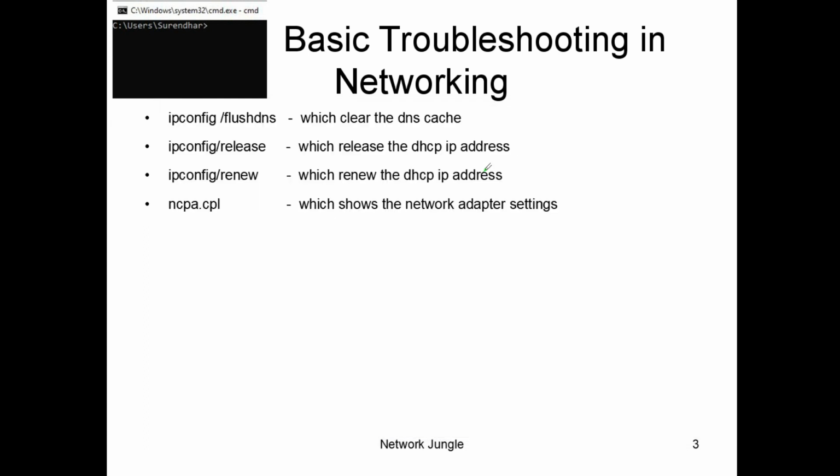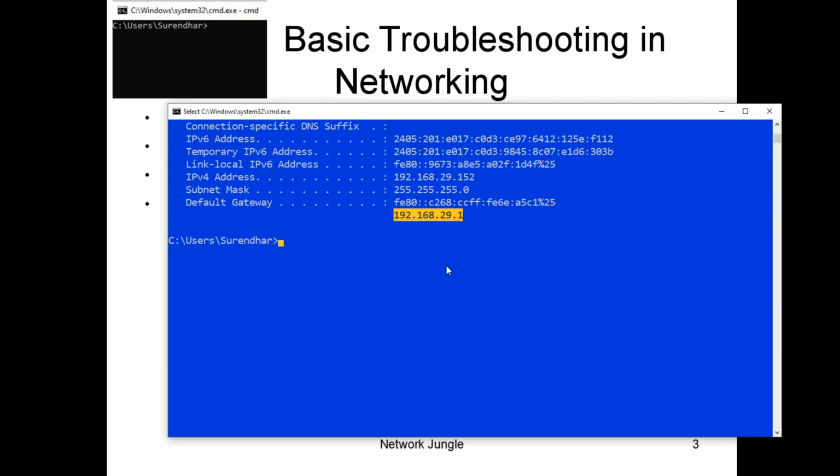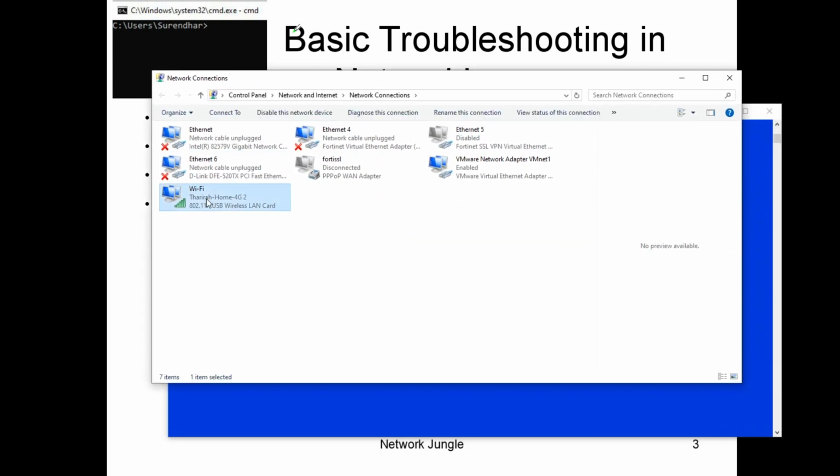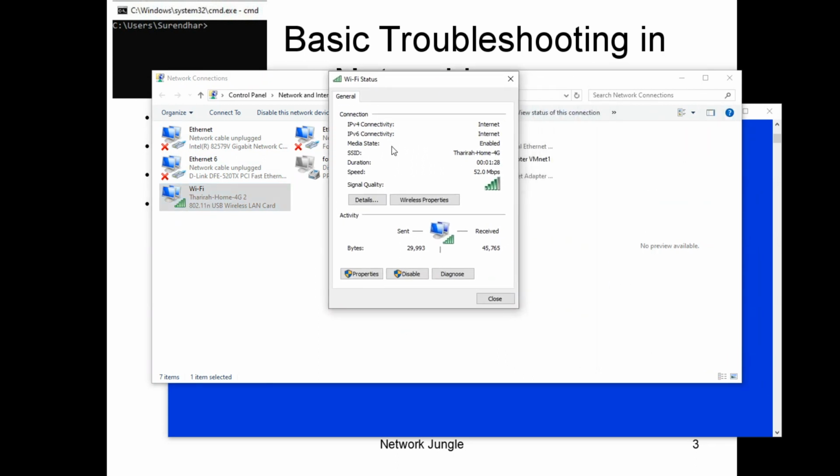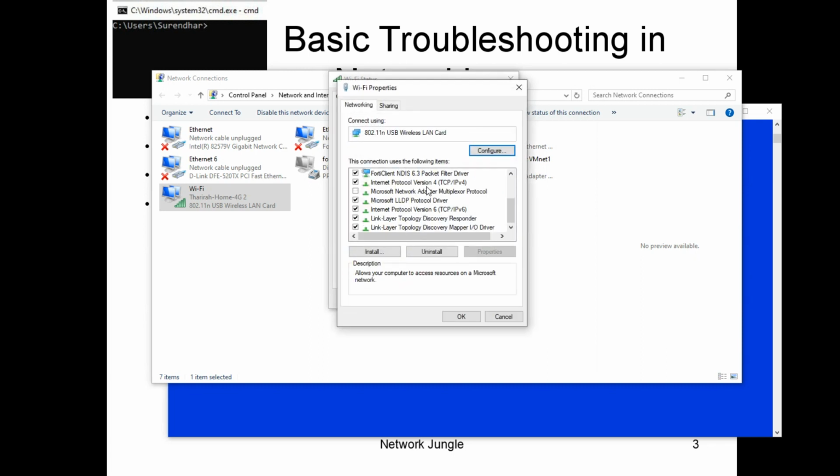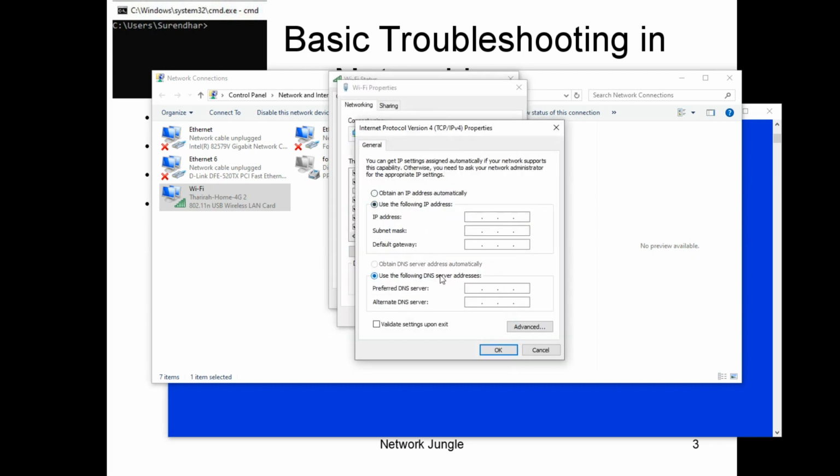Next one is ncpa.cpl, which shows the network adapter settings in the host machine. For example, if you have to assign the IP address statically, you have to type the command ncpa.cpl. It can open the adapter settings. So you have to manually set the IP address 192.168.25.125, and the router gateway.